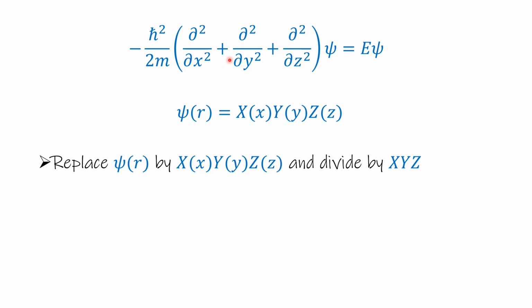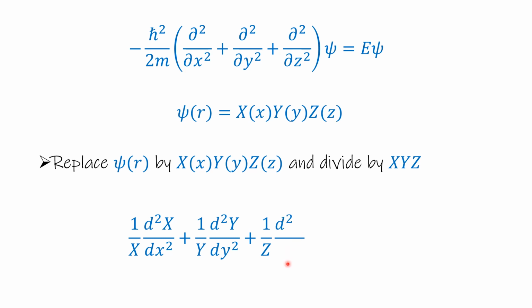Then the Schrödinger equation, after separation of variables, will become 1 over X, d squared X over dx squared, plus 1 over Y, d squared Y over dy squared, plus 1 over Z, d squared Z over dz squared, which is equal to E psi. So we have now separated the variables. Since the first term purely depends on x, we made the partial derivative into a full derivative. Same is the case with the second term and the third term.